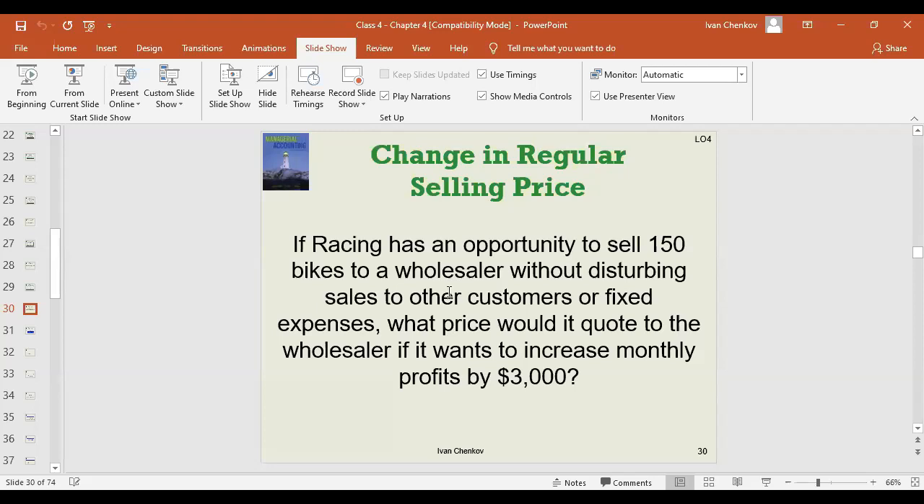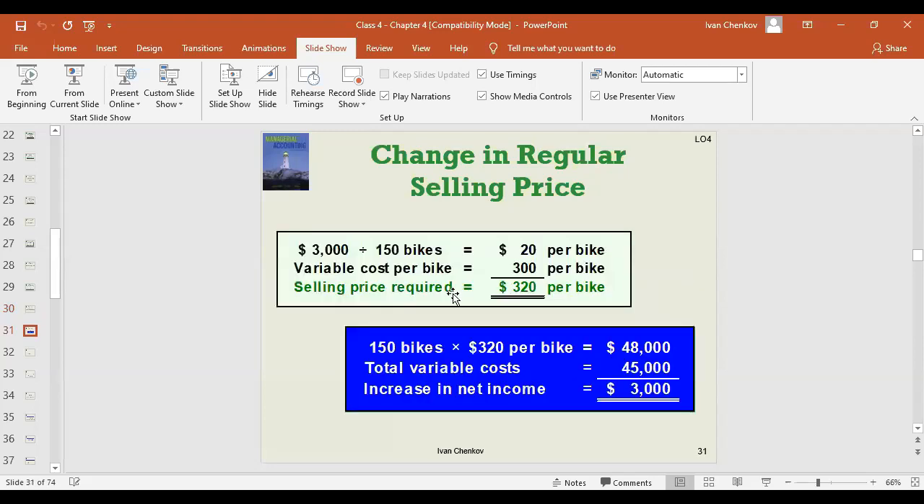Does that make sense? So again, I need $20 per bike. I know the variable cost per bike is $300, so my selling price should be 320. If I sell at 320, the calculation is 150 times 320, which is 48,000. Variable cost stays the same, 300 per bike, or 45,000. I have increased my income by 3,000. Why? Because I'm working above the break-even point. Make sense?